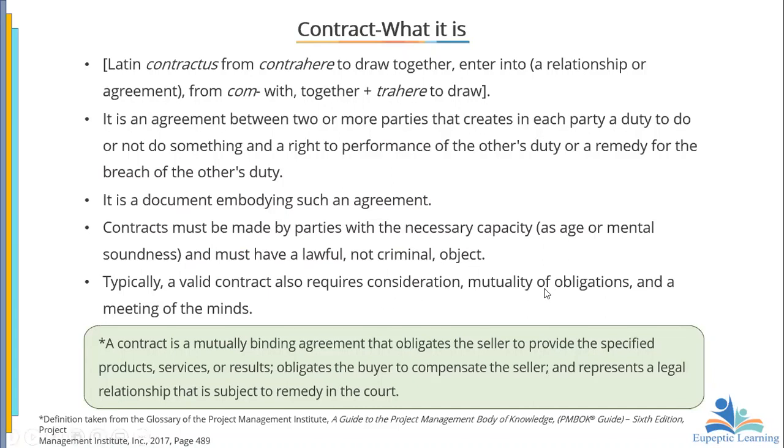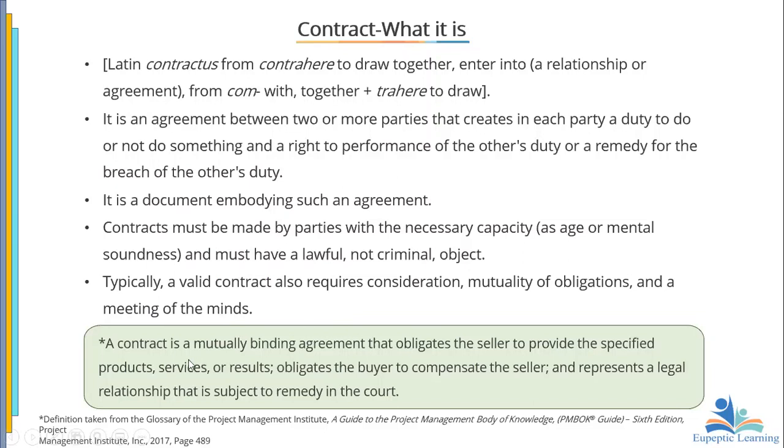There's also what we call mutuality of obligations. If I am honoring my part by building the house, you ought to honor your part by giving me the amount that is due me as we agreed. And then there has to be a meeting of the minds. Meeting of minds here is talking about a form of consensus between the two of you. If the two minds do not meet, then you cannot come into a contract.